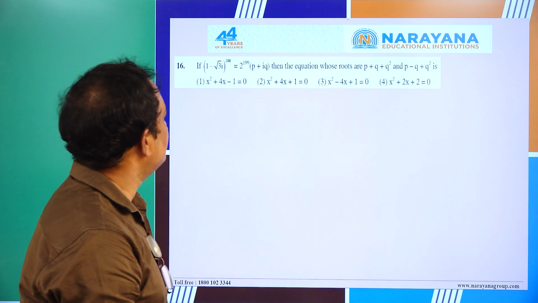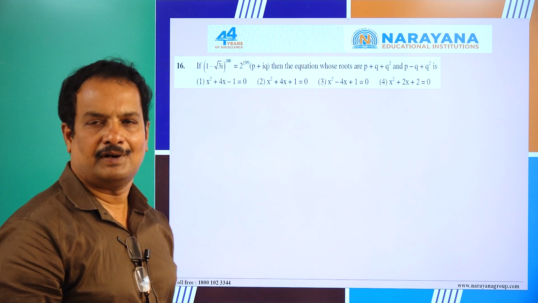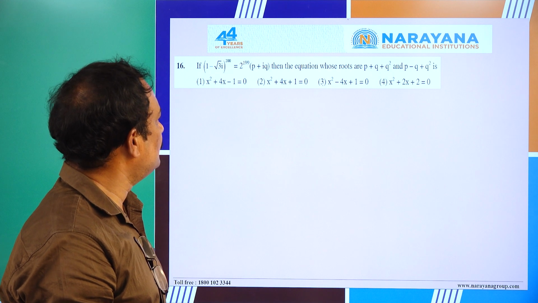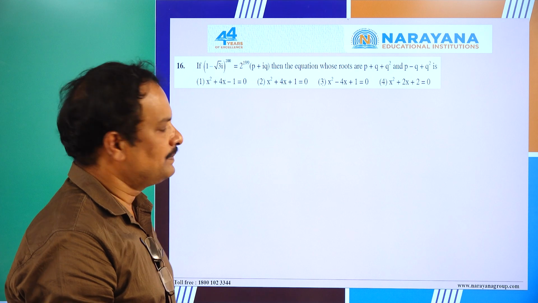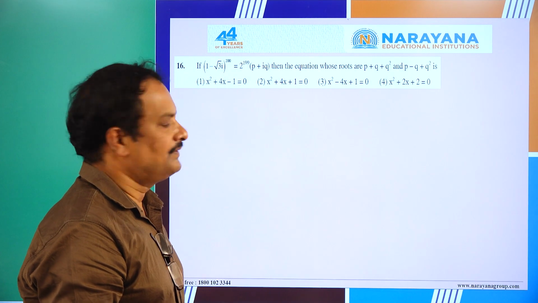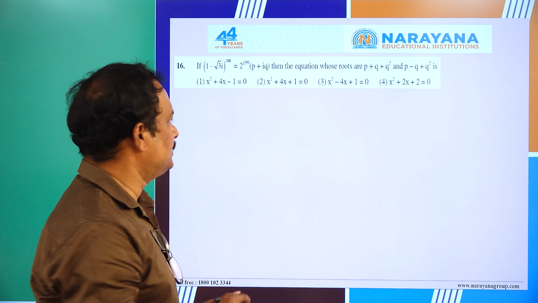Okay. In this case, it is a simple problem in complex numbers, and of course a little bit of quadratic equations concept is involved. (1 minus root 3 i) whole power 200 is equal to 2 power 199 into (p plus iq), that was given. So, in this case, first of all, you have to convert this into modulus amplitude form, 1 minus root 3 i.